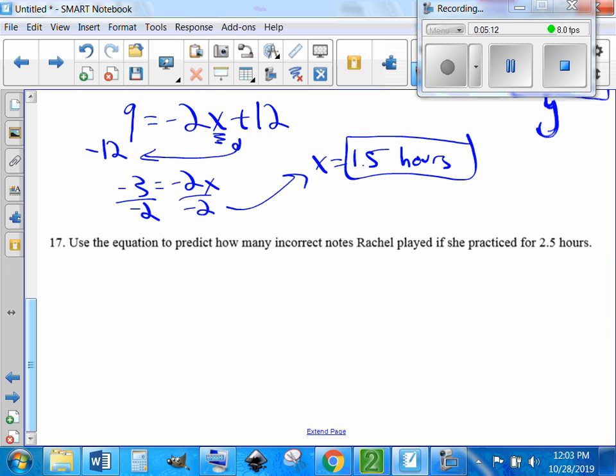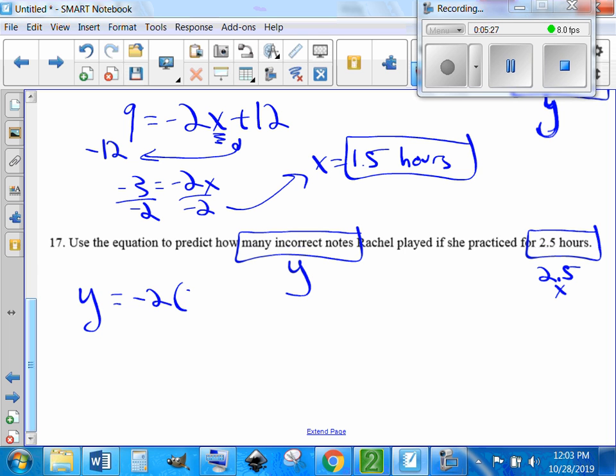Okay, and now number 17. Here we're going to predict how many incorrect notes, that's y, given that we practiced 2.5 hours. So that's the x. So in this case, we're going to say y equals negative 2 times 2.5 plus 12. And so here it's already solved. We just need to simplify all this. That's going to give us 7. In this case, it's 7 incorrect notes.